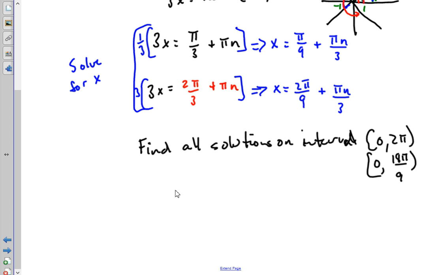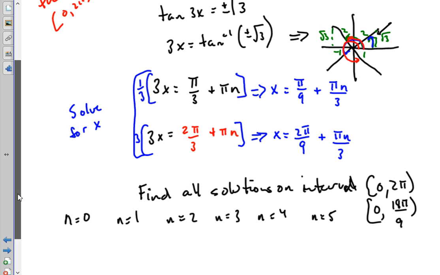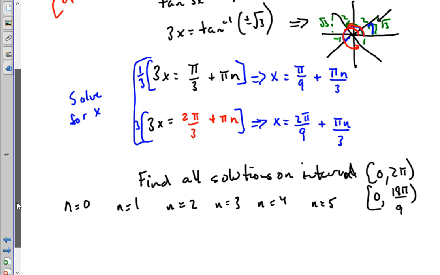Well, in any case, what we're going to do now is find all our solutions. So we're going to go n equaling 0, n equaling 1, n equaling 2, n equaling 3, n equaling 4. There's going to be a lot of them. I'm going to go up to n equaling 5.